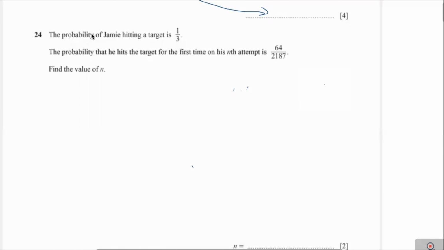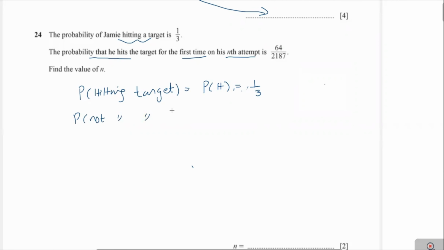Question number 24. The probability of Jamie hitting a target is 1 over 3. The probability that he hits the target for the first time on its nth attempt is 64 over 2187. Now, probability of hitting target, we name it as P(H). That will be equal to 1 over 3. Now, probability of not hitting target, we name it as P(H'). You know P of hitting target plus P of not hitting target will be equal to 1.